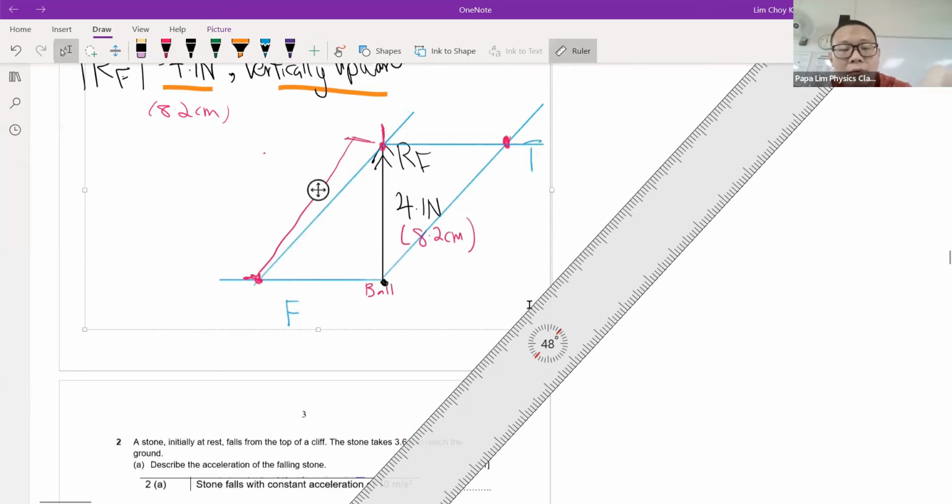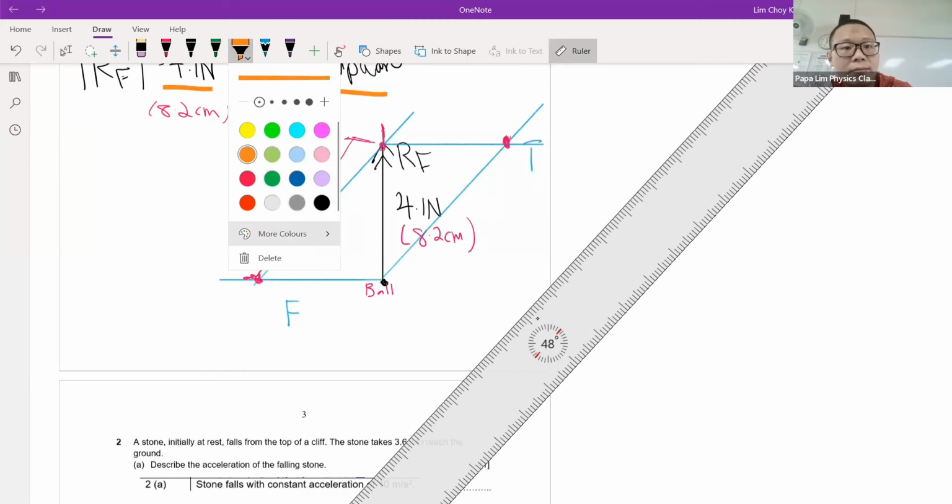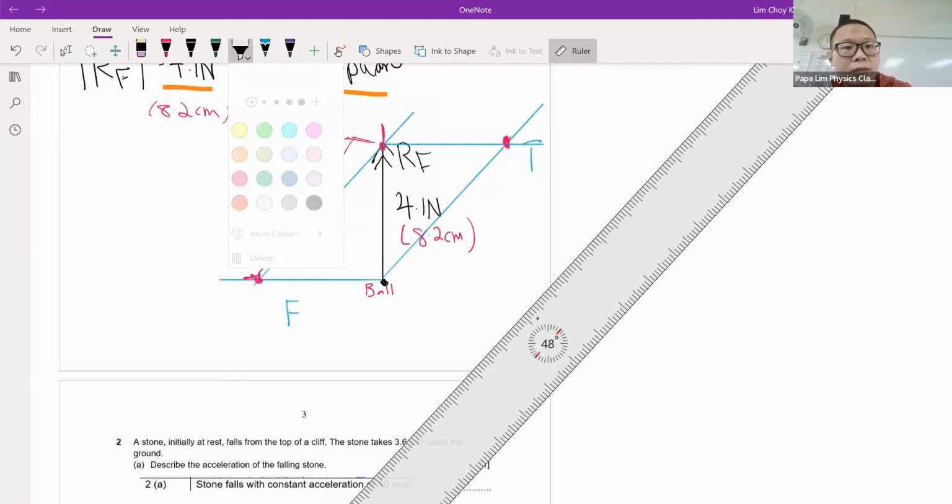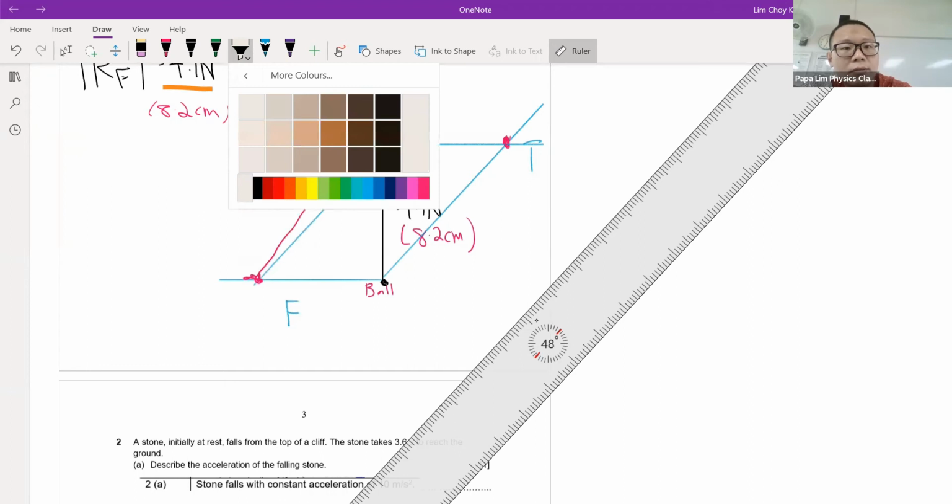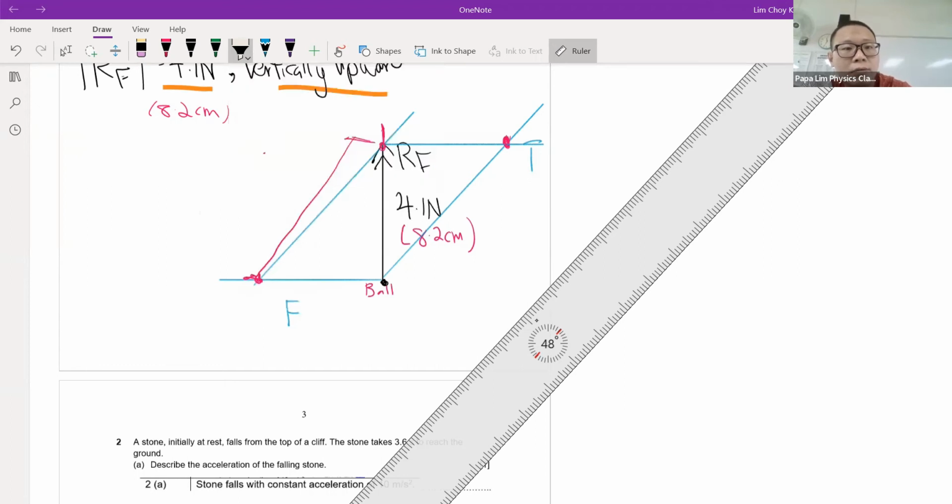So from here I will know the exact magnitude, exact length of T and F. And from there, what I'm doing is I will erase the line. Let's say I use a green color one, add more colors. So I will take the eraser and erase my extra line here. I erase my extra line, and this is the correct length for T and F.